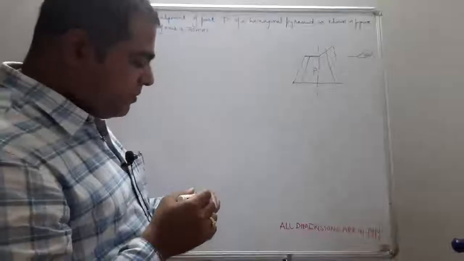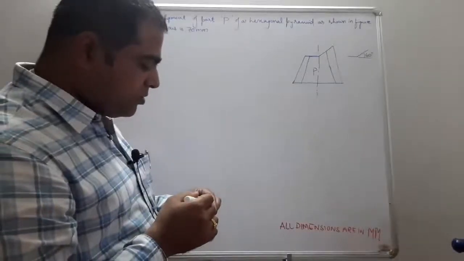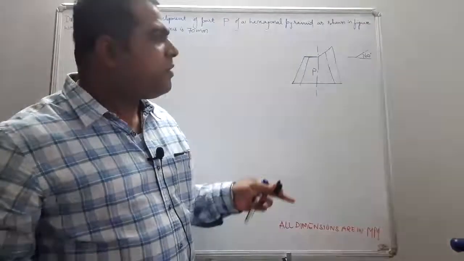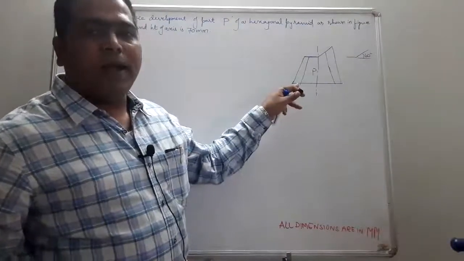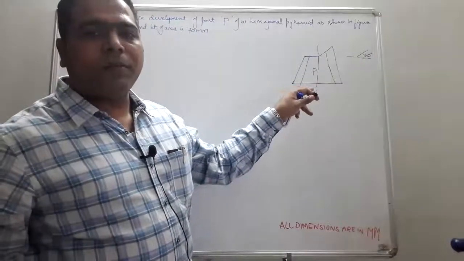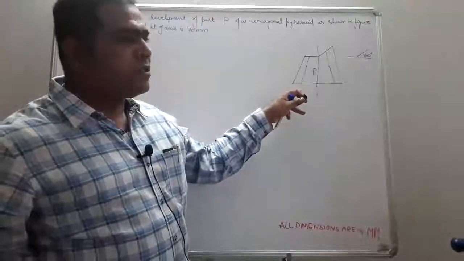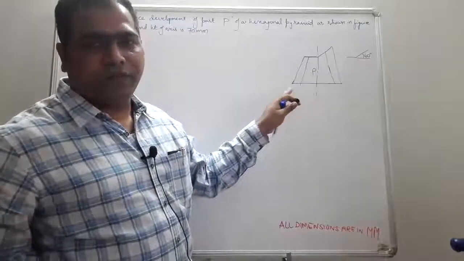So for the hexagonal pyramid, he didn't give any simple position, how the pyramid is going to be resting, with the edge resting or corner resting. He didn't give it, but he just gives the final front view of part P. So if this type of part is given, it means this was the front view.